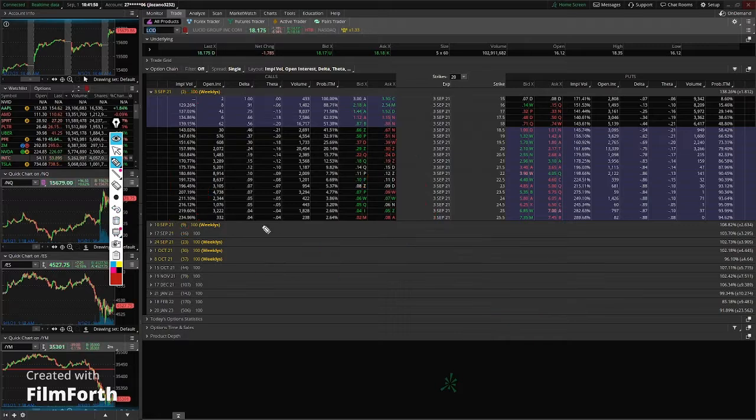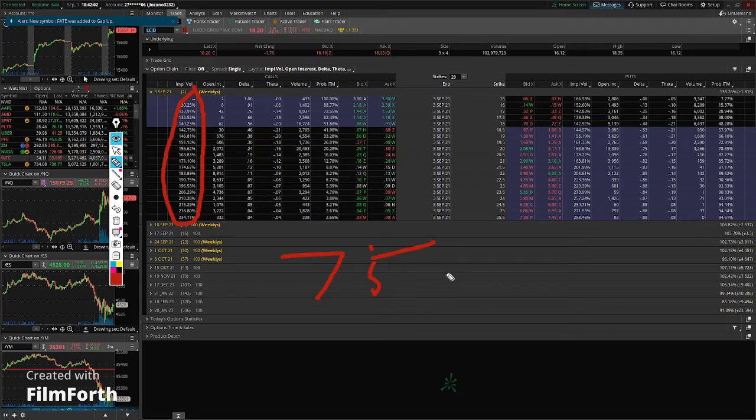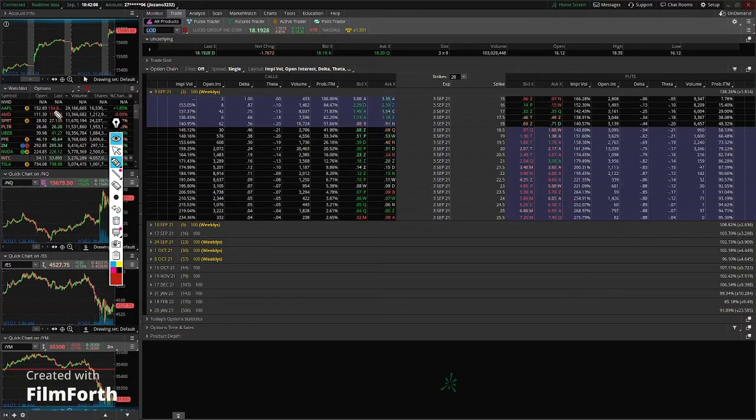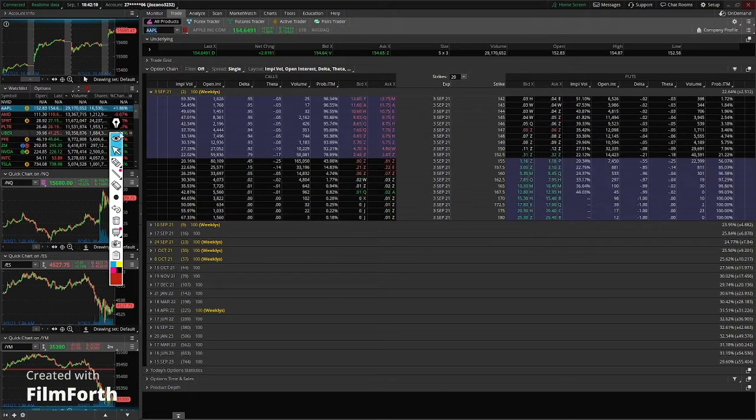So whenever you're trading an option, you always want to look at implied volatility. If it's greater than 75%, and that's kind of high, you are better off looking for option contracts with lower implied volatility. So let's just click through a couple of these ticker symbols and see what I mean.